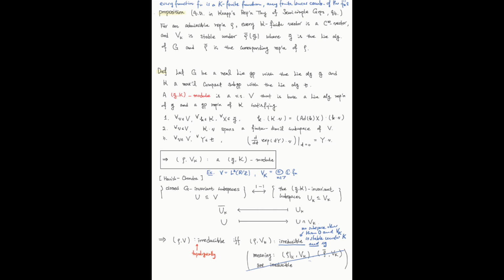Yes. Somehow the K action gives us a nice decomposition into irreducibles with finite multiplicities, and then the action of the Lie algebra moves these different irreducible pieces around.